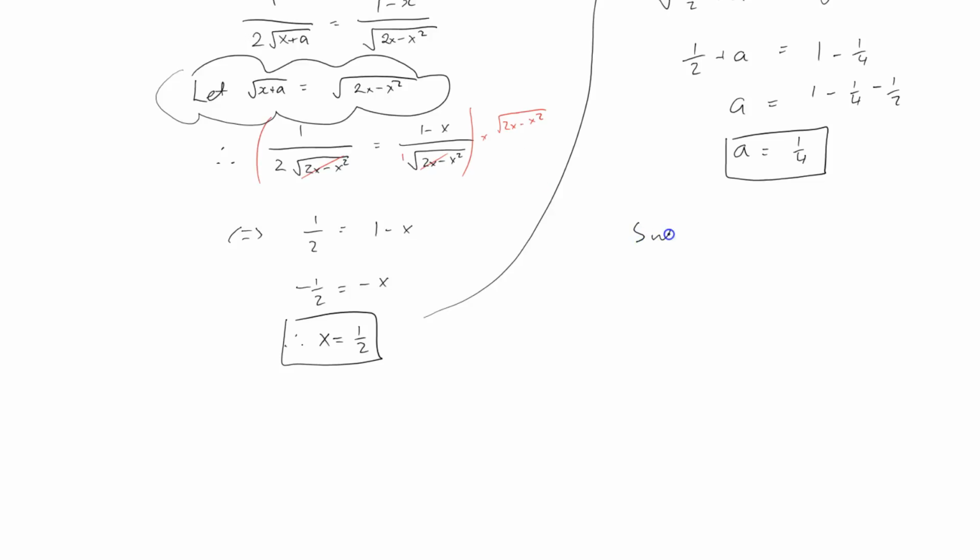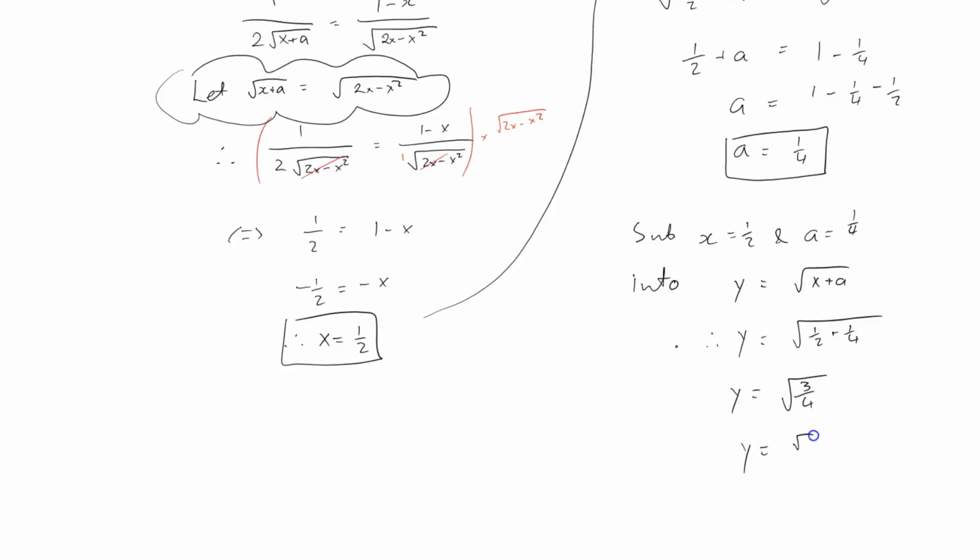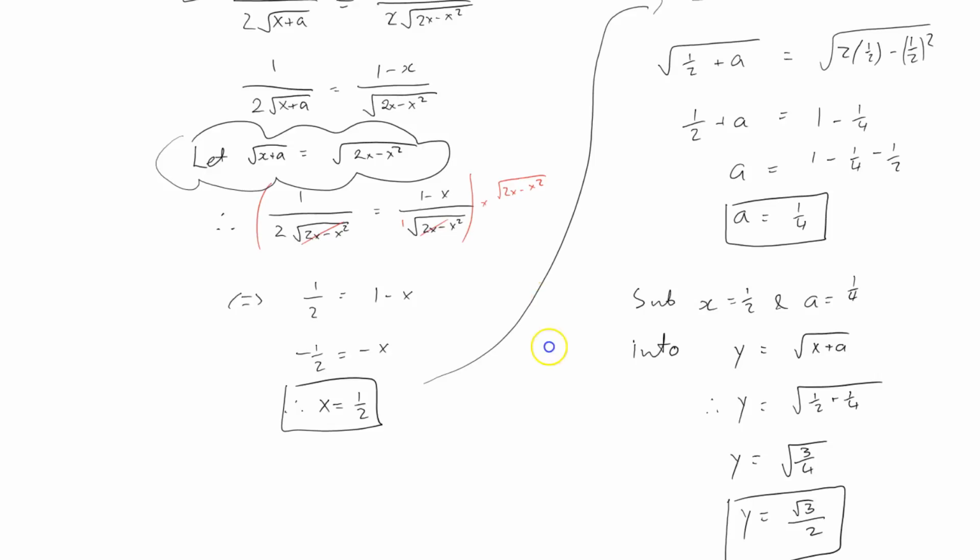So I'm going to sub x equals 1/2 and a equals 1/4 into y equals the square root of x plus a, which was the first equation we were given. Therefore, y is going to equal the square root of 1/2 plus 1/4. y equals the square root of 3/4, and you get excited here because that's going to be root 3 over 2, and you can remind yourself of all that exciting trigonometry that you used to do with exact value trig functions. Wow! A little bit complicated.